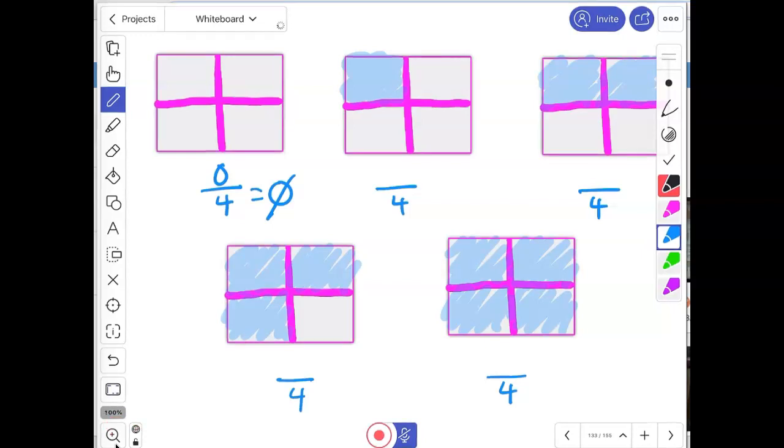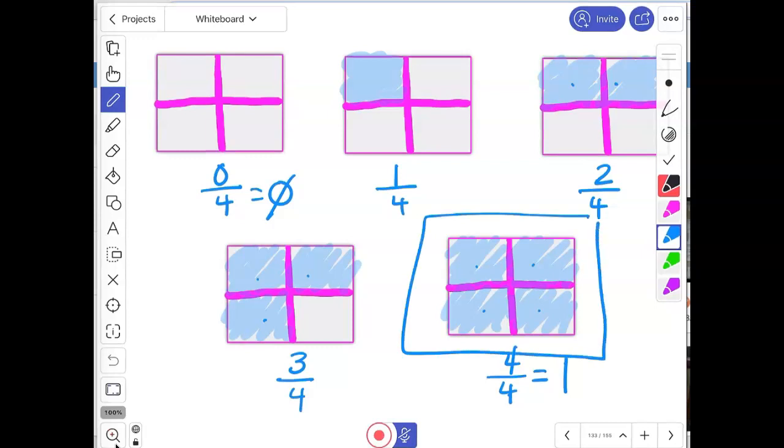They're 0. This next one, I've got 1 part shaded, so it represents 1/4. The next one has 2 parts shaded, so it represents 2/4. The next one has 3 parts shaded, so it represents 3/4. And this last one has all 4 parts shaded, so it represents 4/4, which we can see represents one whole rectangle. 4/4 equals 1, because the entire rectangle is shaded in. One whole rectangle.